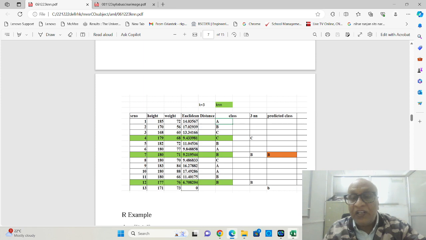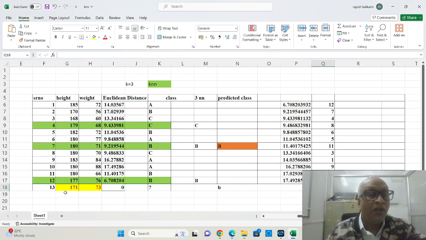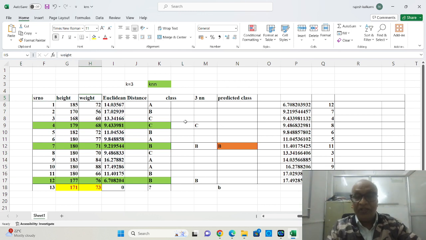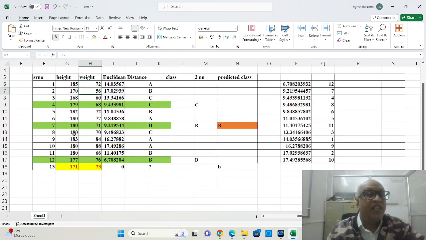I have an Excel data here. Let us say I need to predict the class of this last row. By the way, what data does this Excel sheet consist of? This Excel sheet consists of data of heights and weights of people. Suppose the first person's height is 185 and weight is 172. The second person's height is 170 and weight is 56, like this. Okay, so these are the heights and weights.